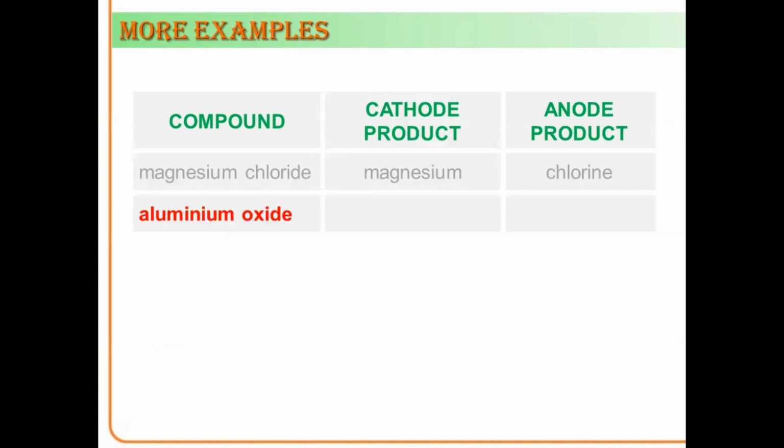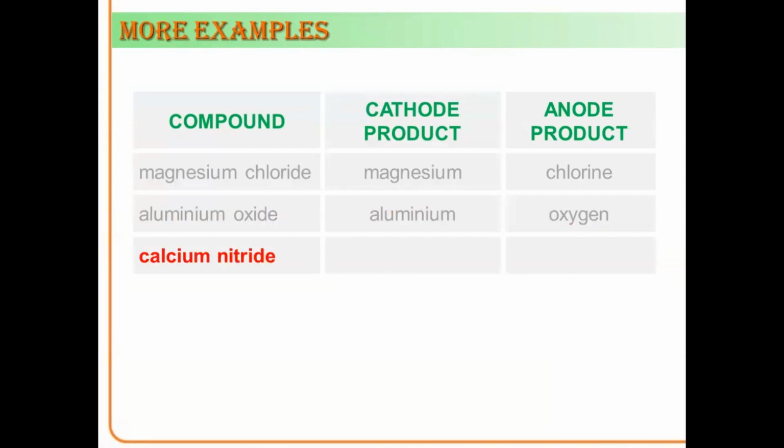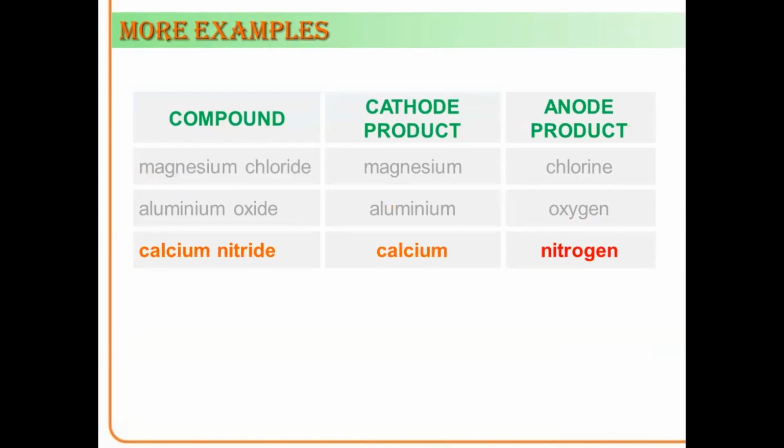Another example is aluminium oxide. What do we form at the cathode? Simple, we copy the first part, aluminium. And at the anode, we copy the last part. We just have to make sure that we get it right when it comes to the element. This is going to be oxygen. Next, another simple example, calcium nitride. We form calcium at the cathode and we form nitrogen at the anode.